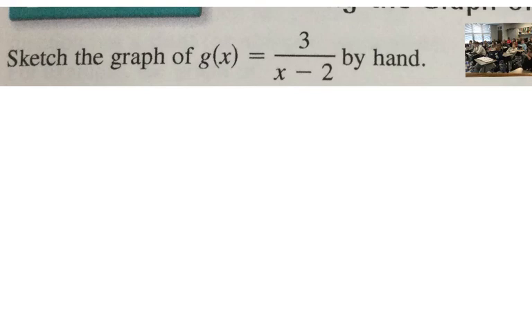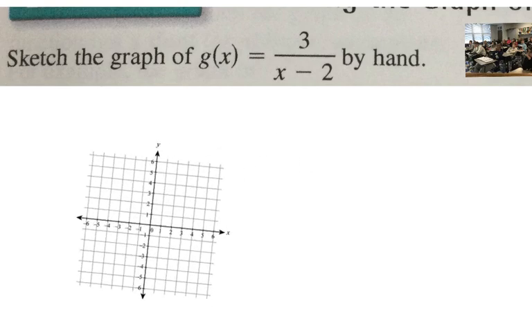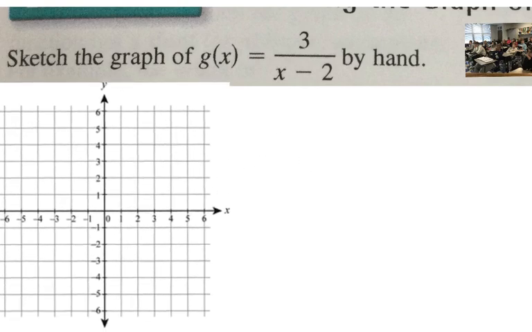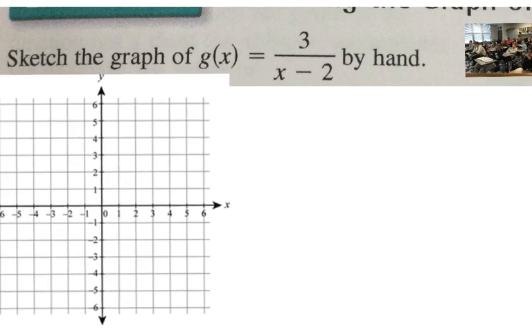Okay, so this one here tells me to sketch the graph of 3 over x minus 2 by hand. So we're going to start with the first thing. What's the first thing we do? We look for factored form. So this is in general form. Hold on, can I factor this? Nothing here will factor, so the general form and the factored form are the same. All right, see, I was right.